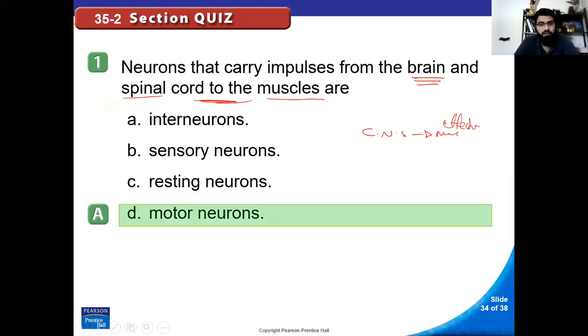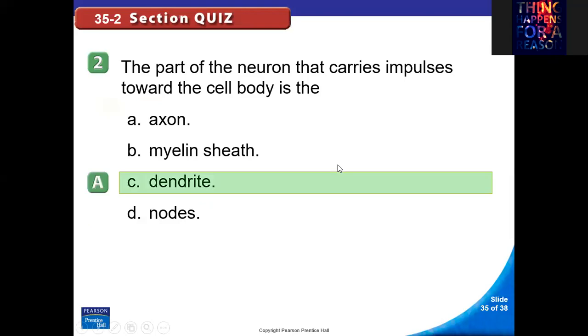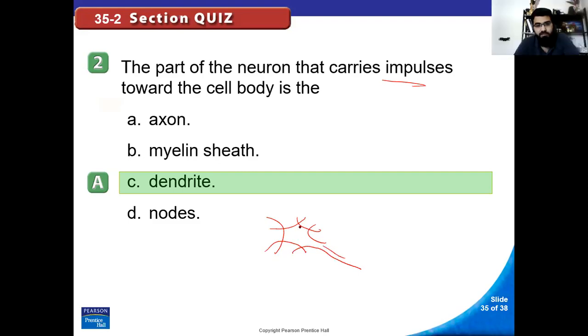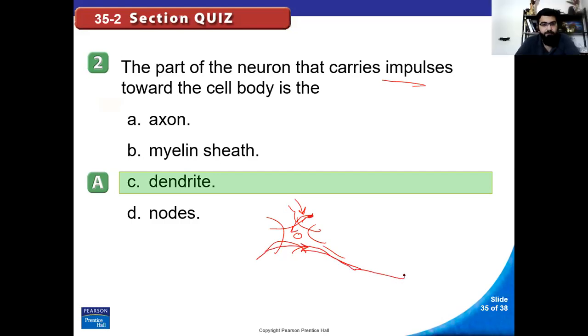Next one. The part of the neuron that carries impulses toward the cell body is the? Dendrites. Guys, look here. This is the cell body, and these are the dendrites. It carries the impulse from here toward the cell body. So it's from dendrites to cell body to axon to terminals. This is the arrangement.